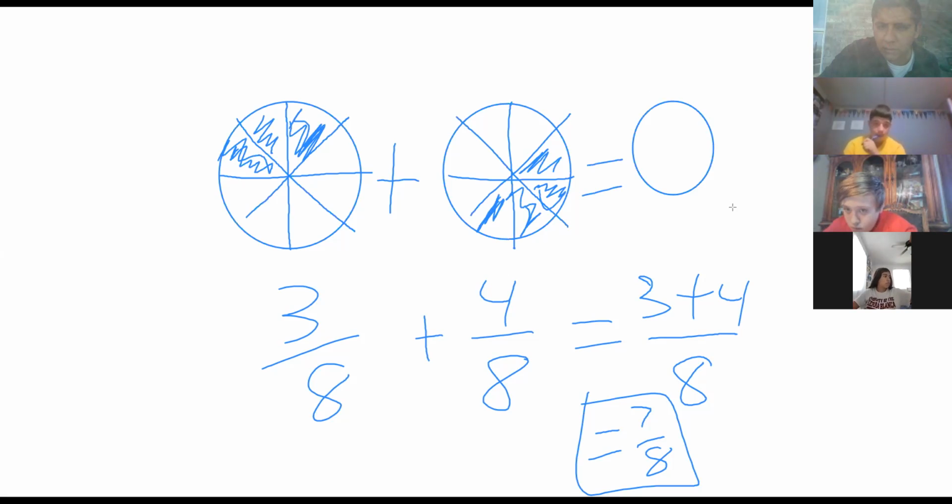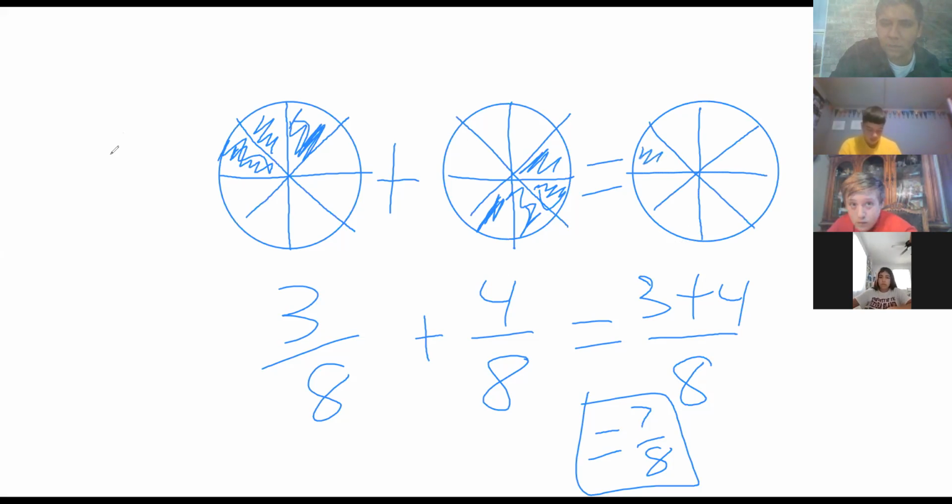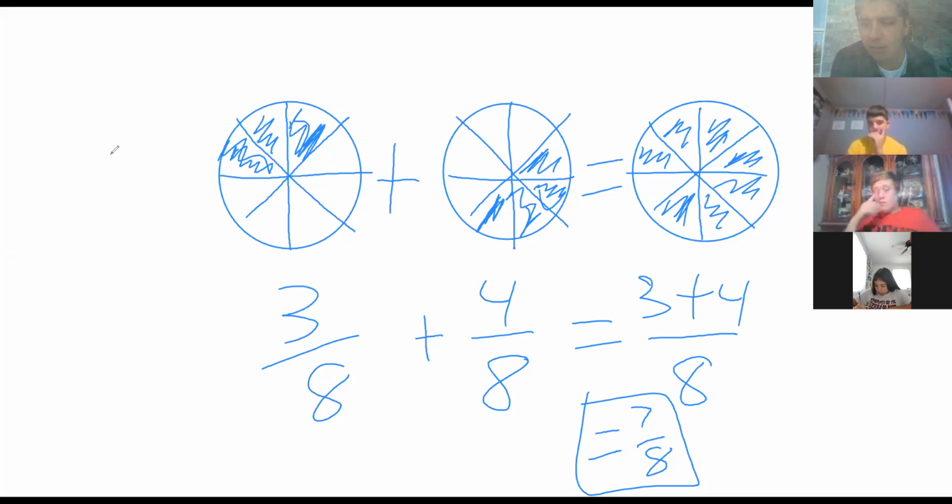So if I put these two circles together, what happens? We are going to fill in all the ones. So 3 here and 4. And so in total, we have 7 out of the 8 slices filled in. That's what we just did with the fractions. We put them together and said we have 7 in total out of the 8.